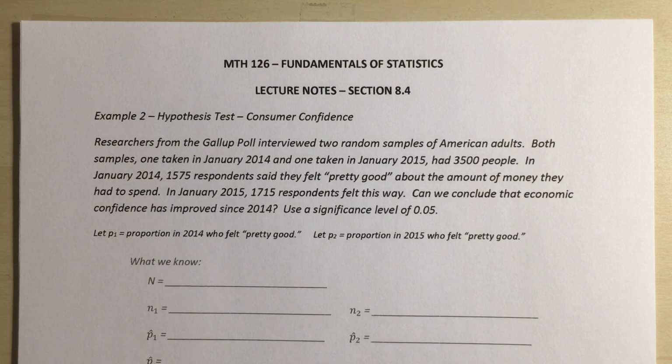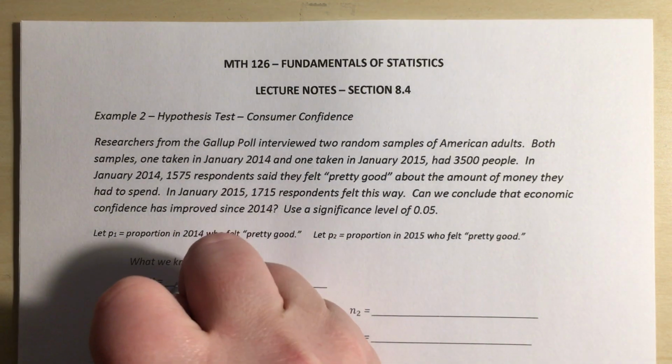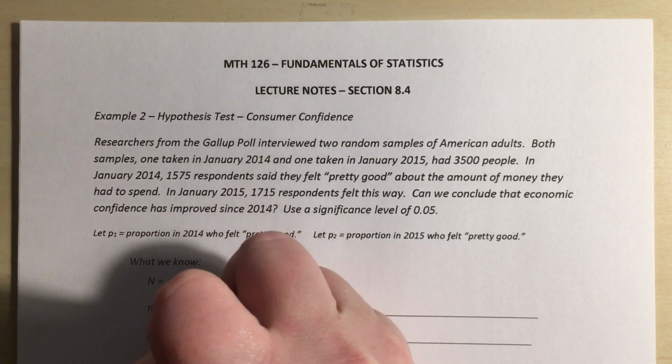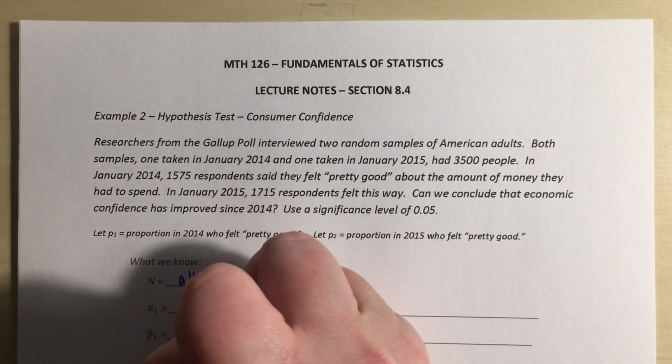In January 2014, 1,575 respondents said they felt pretty good about the amount of money they had to spend. In January 2015, 1,715 respondents felt this way. Can we conclude that economic confidence has improved since 2014? Use a significance level of 5%. All right, so our population, our capital N, is going to be all American adults.